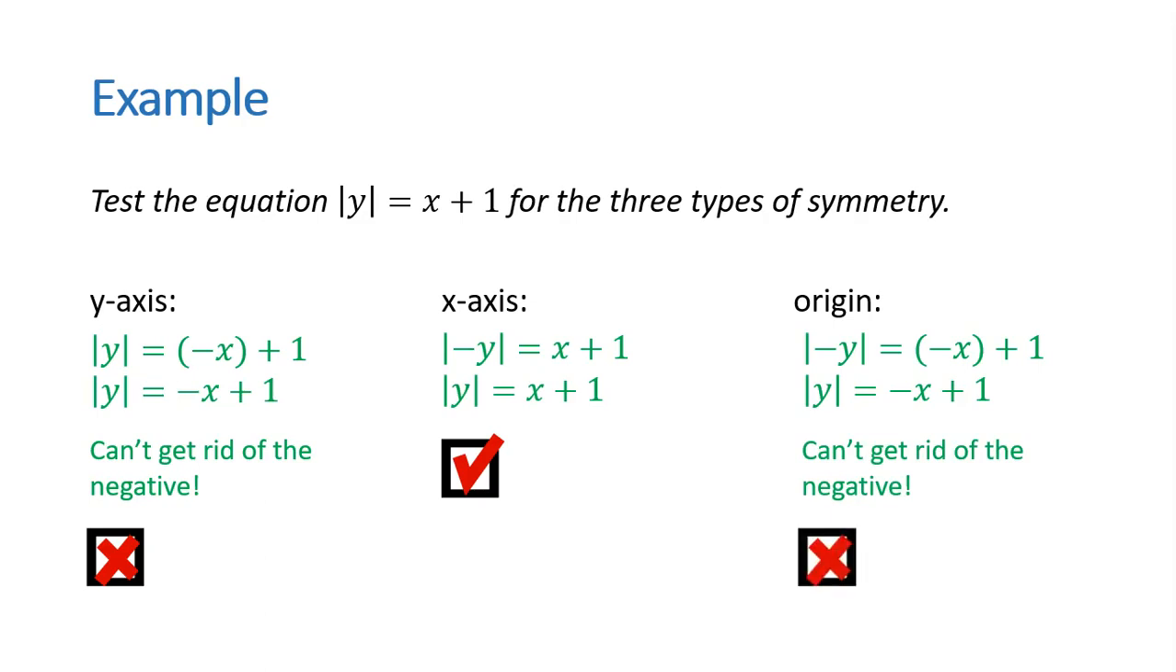So for this equation, we have x-axis symmetry and no other type of symmetry. If we were to graph this equation, it would look like the absolute value graph, but it'll be oriented along the x-axis.